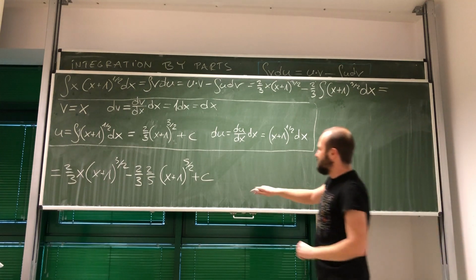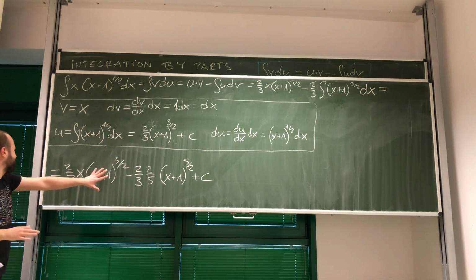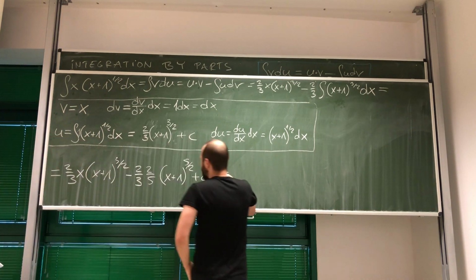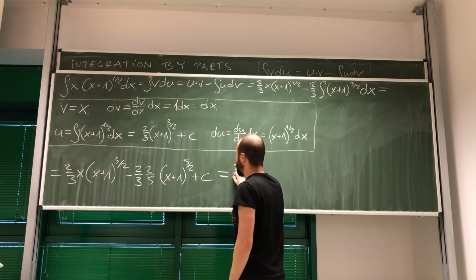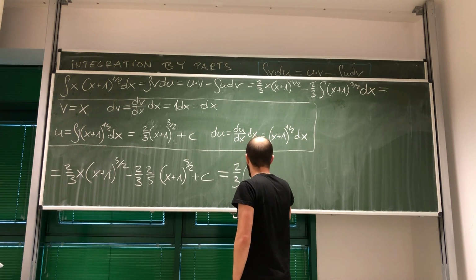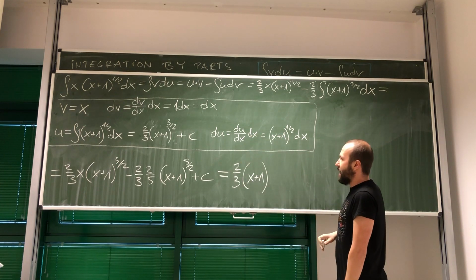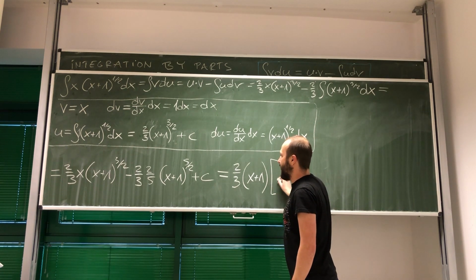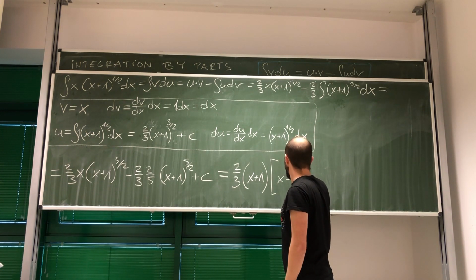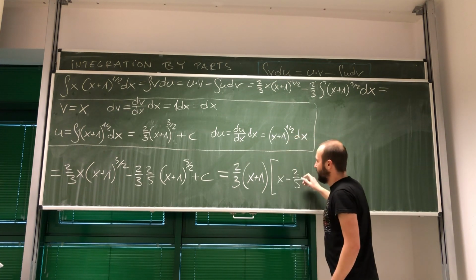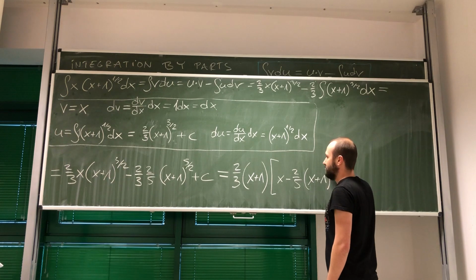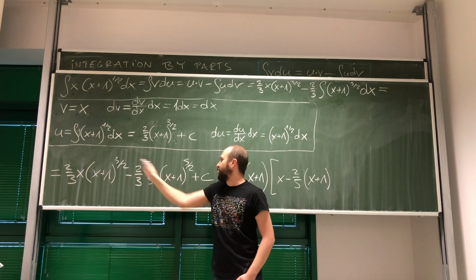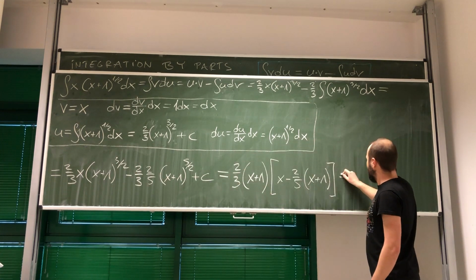Okay, and look, now I can calculate this. I can actually simplify it by a lot. For example, I can take out 2 over 3 x plus 1 out of the brackets, and then I'm getting inside that this is x minus 2 over 5 x plus 1 to the power of 1, right? Because I've taken 3 over 2 outside the brackets, and plus c.